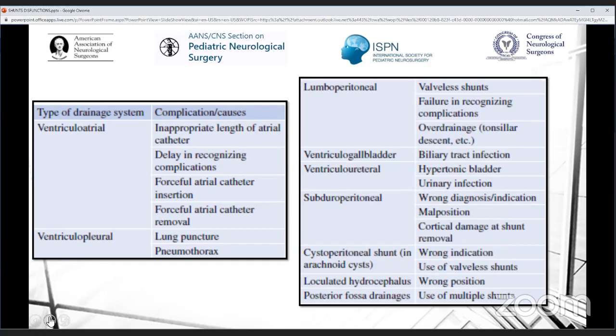And we know that there are other kinds of shunts, like the lumboperitoneal, which has complications like failure in recognizing complications and overdrainage, or the ventricular gallbladder, which is very rare to find in patients. And the most common, the subperitoneal and the cystoperitoneal shunts, which have a lot of complications like cortical jam, loculated hydrocephalus with wrong position when we try to put the shunt in posterior fossa drainages, like in patients with Dandy-Walker, where multiple complications can be associated.